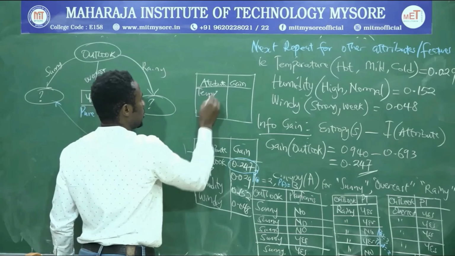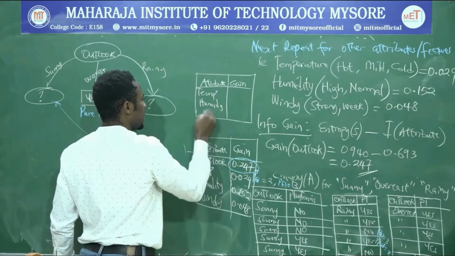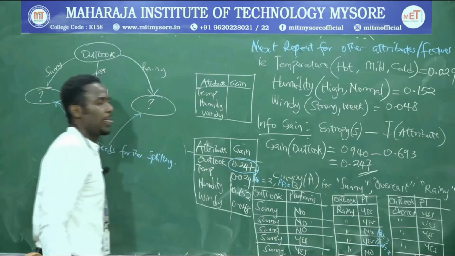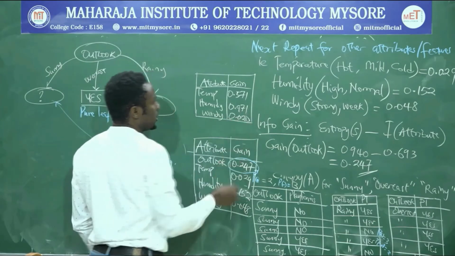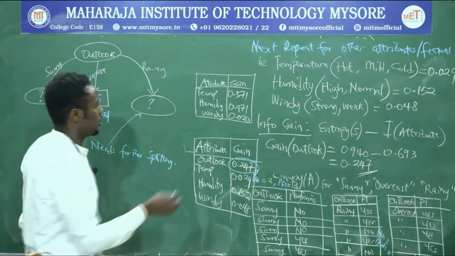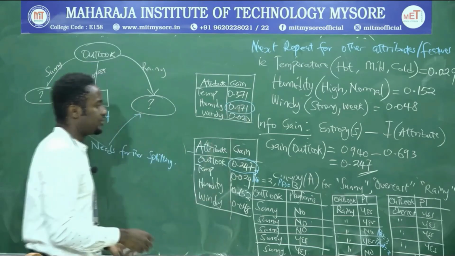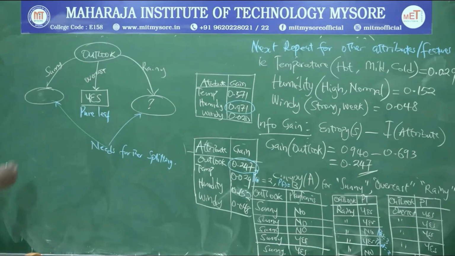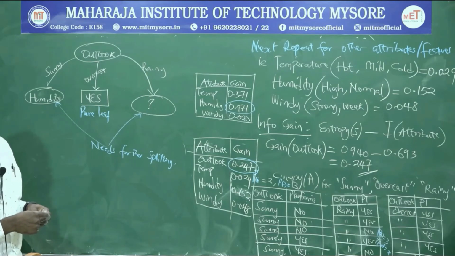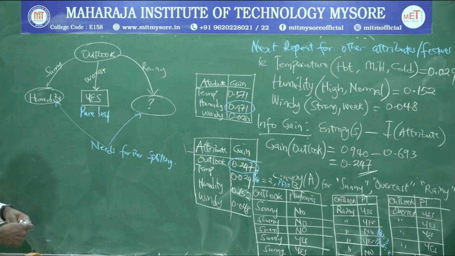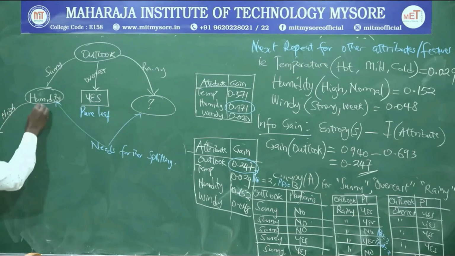So temp, humidity, and windy. Now, in temperature, I'm just giving you the gain value, 0.020. Then we pick the one with the highest information gain, which is 0.971. So, take it quickly. So we put here humidity, right? Now, humidity, what are the possible attributes? Subsets of humidity. Go back to your table, you have only high and normal. So, high and normal.